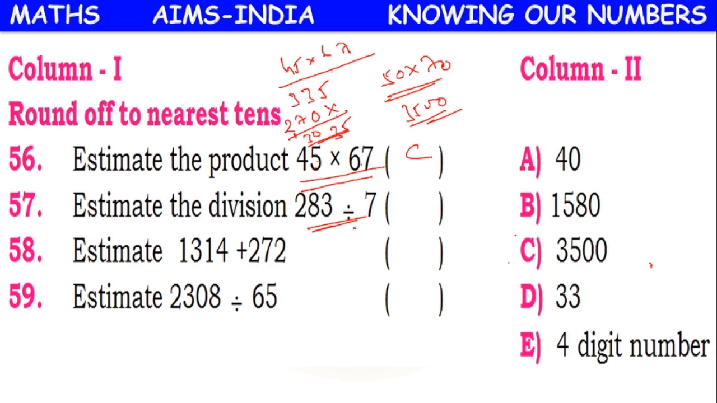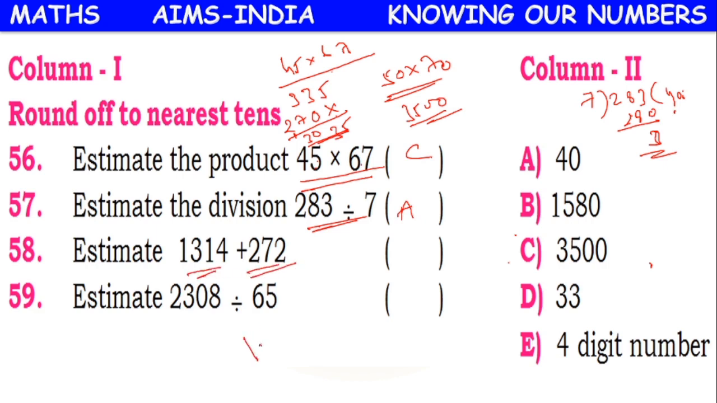Next, estimate 283 divided by 7. So 283 divided by 7. 7 4 times, 28, 3 is remaining. So approximately 40 is the answer. So A option, 40.